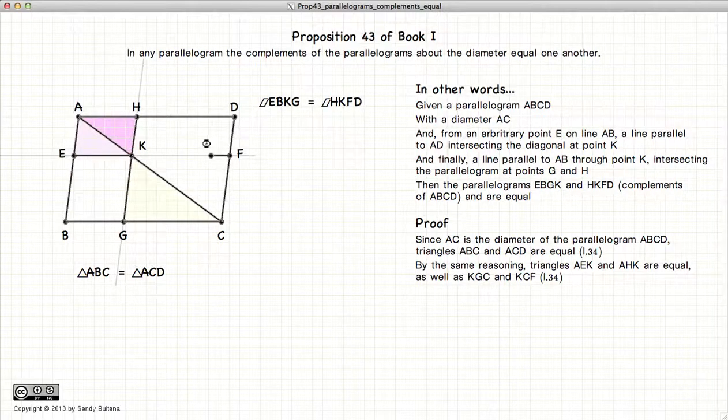By the same token, the light pink and the dark pink triangles are equal in area, since AHKE is a parallelogram, and the light yellow and the dark yellow triangles are also equal in area.